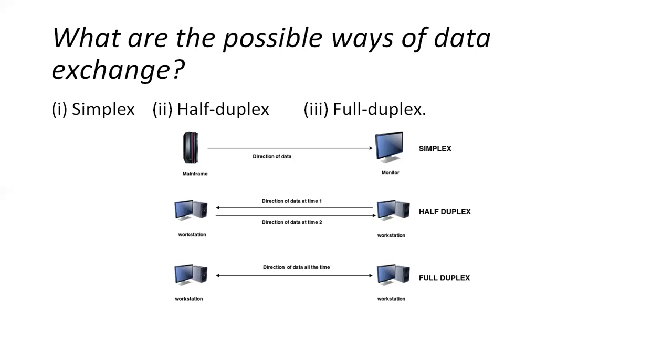This communication is bidirectional. Both the devices can send and receive the data simultaneously. The highest performance among the modes is the full duplex mode, and the example is telephone or mobile network.